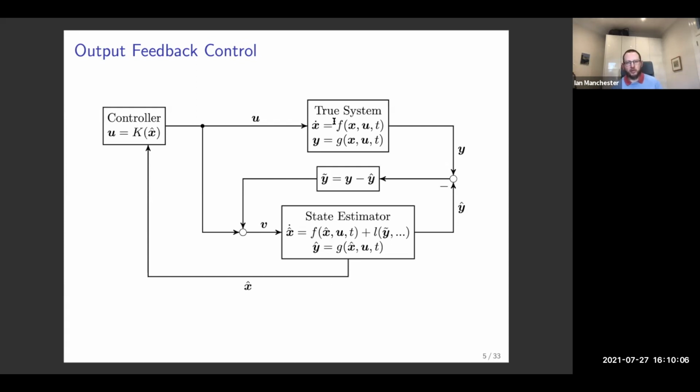So for example, the famous Kalman filter is an example of this structure. More generally, this structure could be called a Luenberger observer, and there are many different realizations of that. I guess the Kalman filter is probably the most well-known example of that.